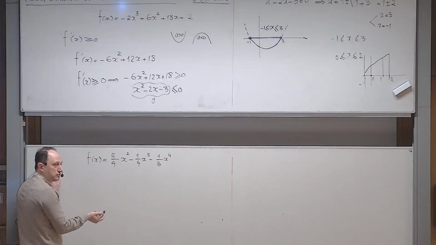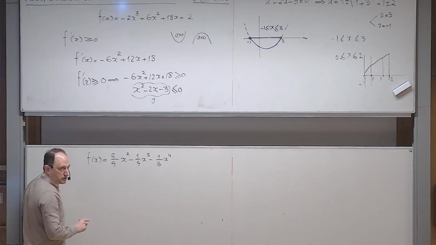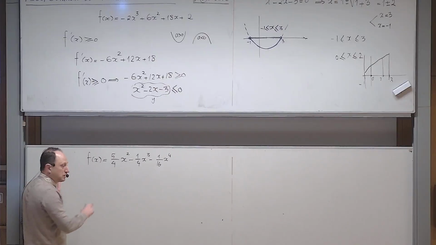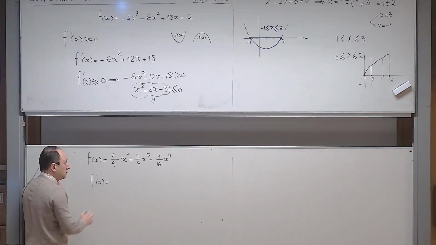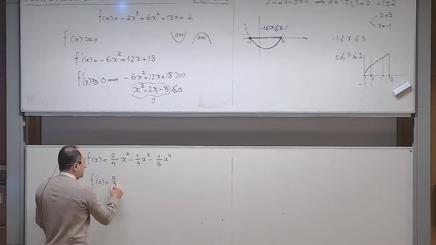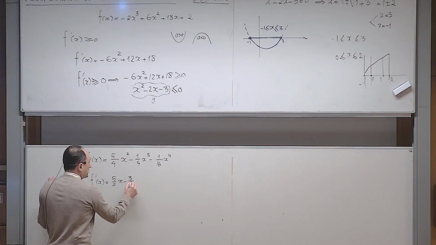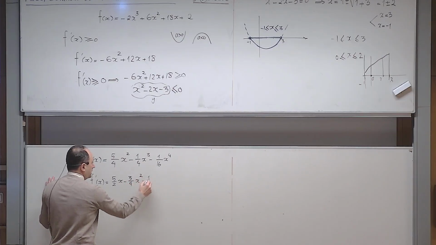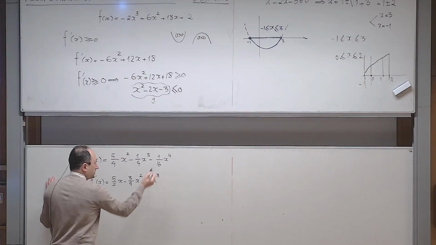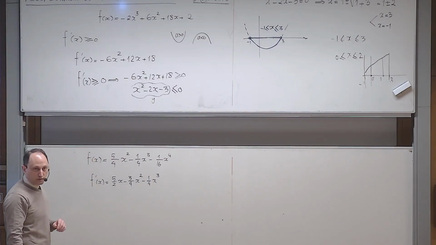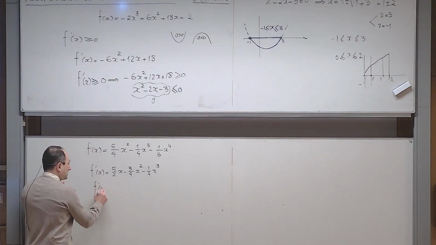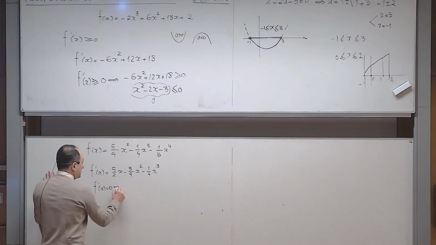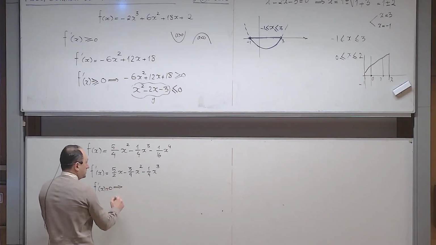So what should I do? Pretend that you haven't studied the second derivative test yet. You have to differentiate this function. It becomes 5 over 2 x minus 3 quarters x to the power of 2 minus 1 quarter x to the power of 3. This is the derivative. And then you put the derivative equal to 0. So I have to put this equal to 0.